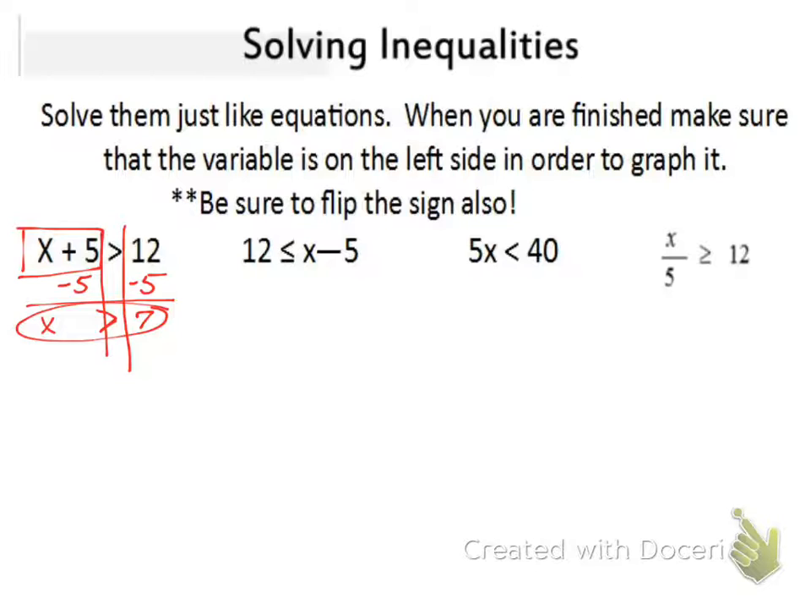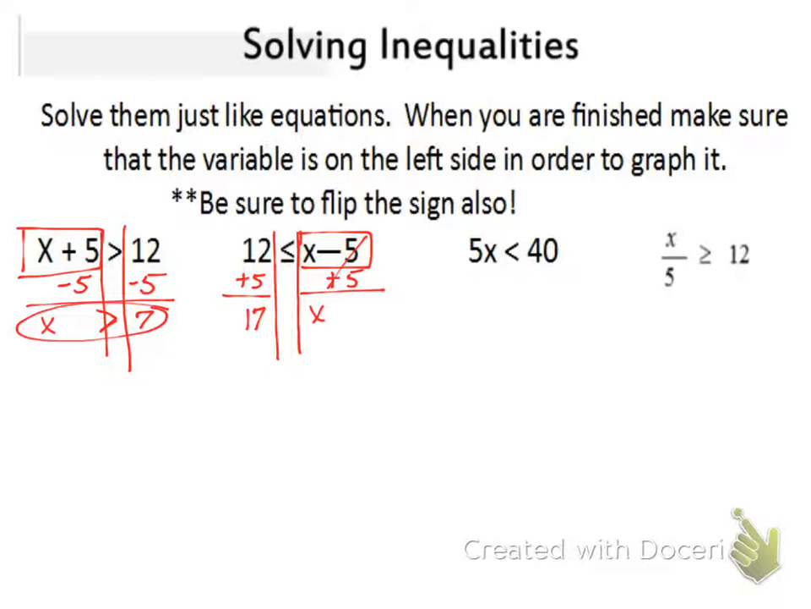Okay? Next one. Box the x. This one is the subtraction problem. Line up the equal sign. So since it's subtracting, we are going to add. So we're going to add 5 to each side. That one makes x, 12 plus 5 is 17.